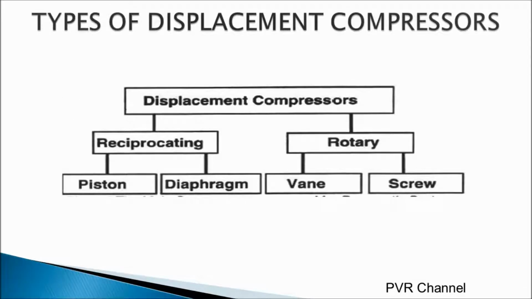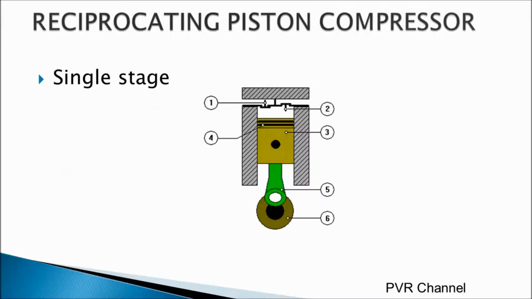The types of displacement compressors generally used in pneumatics are divided into two types, that is reciprocating and rotary. The reciprocating type again falls into two categories, the piston type and the diaphragm type. And the rotary type of compressors fall into vane and screw types. Further, the piston compressors are again divided into single stage and double stage reciprocating compressors. Let us see about that.